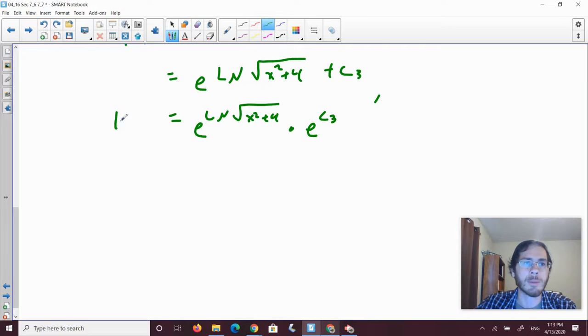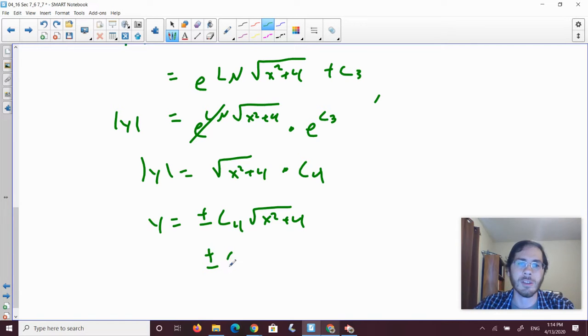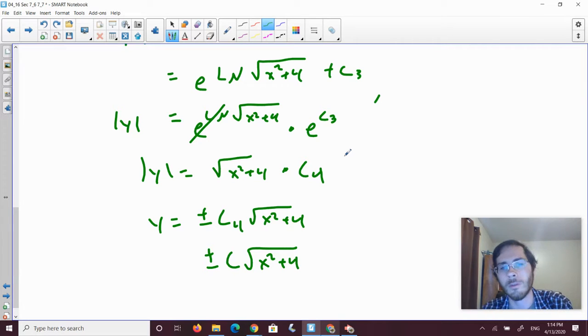On this side, we still have the absolute value of y. Now this really simplifies things, because we get the square root of x squared plus 4, because ln and e cancel each other out. E to some constant is just another constant, so we can call this c4 if we want. So we just have a new constant. I don't like this absolute value, so I'm going to say y is plus or minus c4 square root of x squared plus 4. Again, if you don't want the subscript there, you can say that's just c square root of x squared plus 4. And so that gives us our whole final equation.